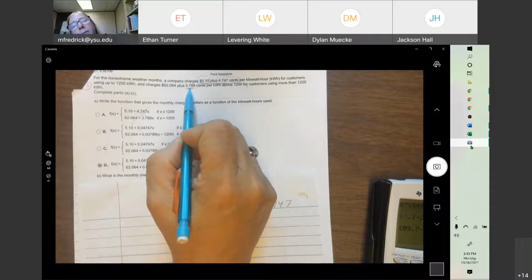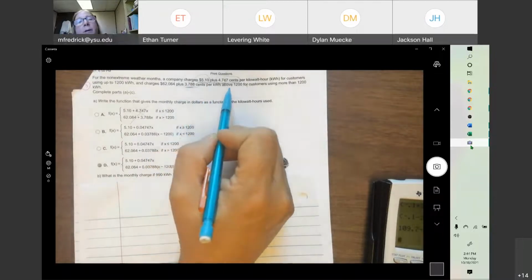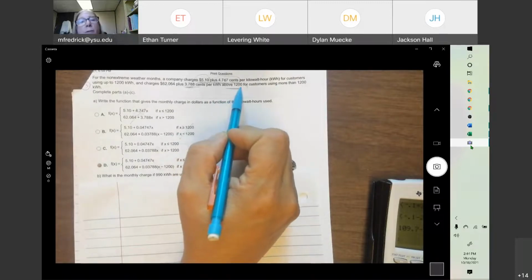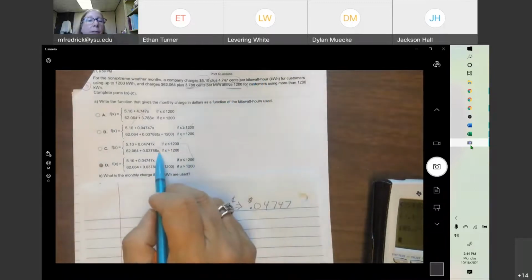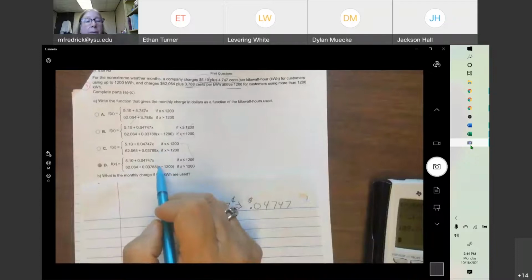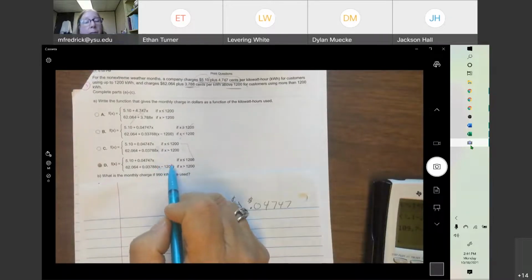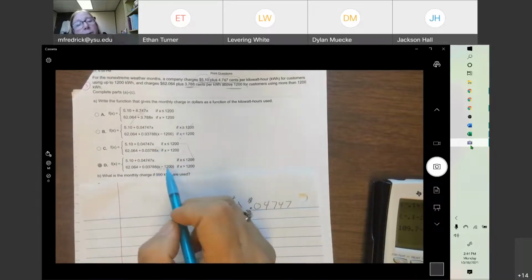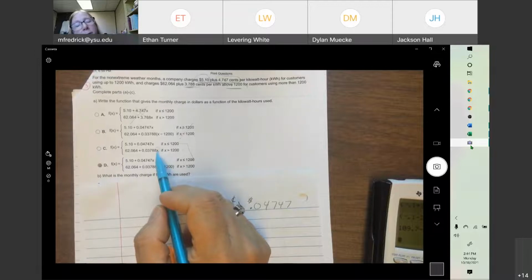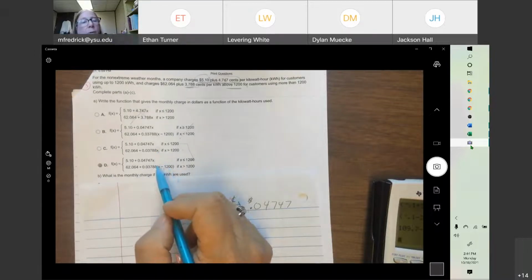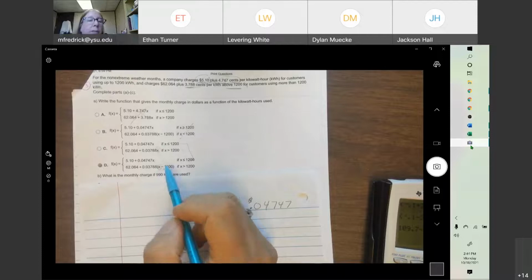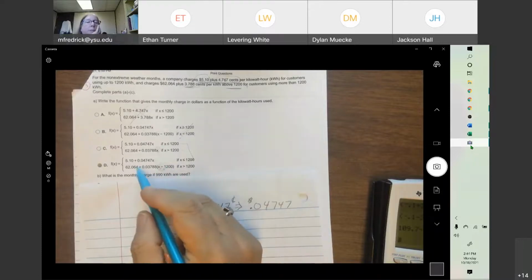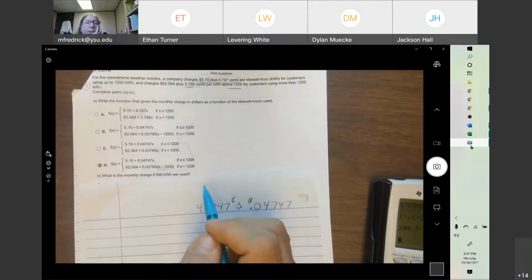It's this: 3.788 cents per kilowatt hour above 1,200. So you're not paying for all the kilowatt hours. You're only paying for the ones above 1,200. So you have to take that 1,200 off. And that's why it's this one and not this one. This one you're paying the total kilowatt hours. This one you're only paying what's over 1,200. So it would be this one. Any questions on that?